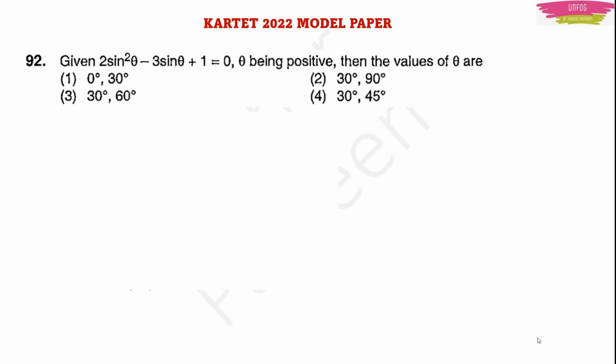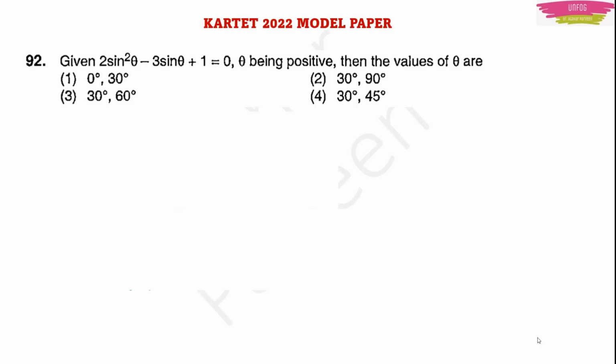this question is from model paper. I have taken it from model paper. The question is, given 2 sin square theta minus 3 sin theta plus 1 is equal to 0, theta being positive, then the values of theta are. They are given one relation. Using this relation, you have to find the value of theta. Okay, there are two values of theta if you see the options. There are two values of theta. Here, that phrase 'theta being positive' is there, no, that you ignore. You don't need it right now.